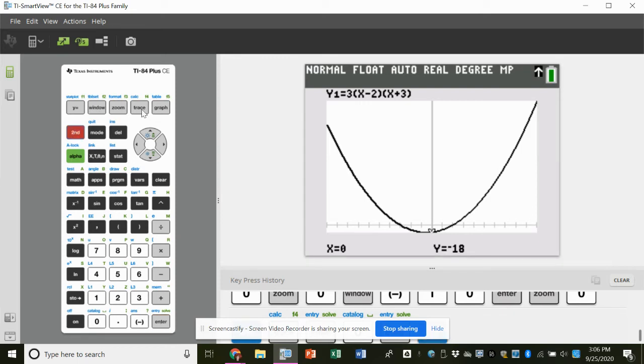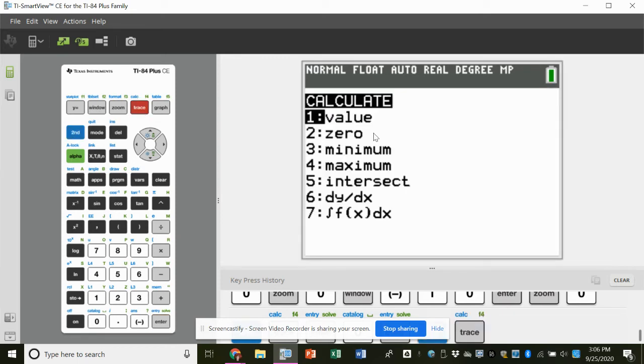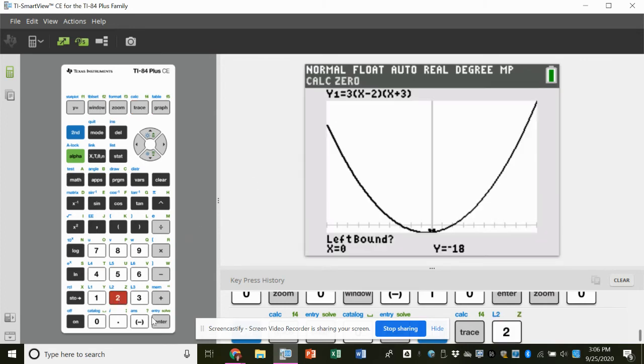Going back to second trace, another option here is 0, and it will tell us what our zeros are for the function. We can't really figure out the input for a specific output with this. The value is giving us the output for a specific input, but we can find the 0. So it asks for left bound.